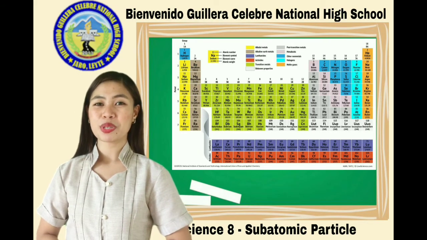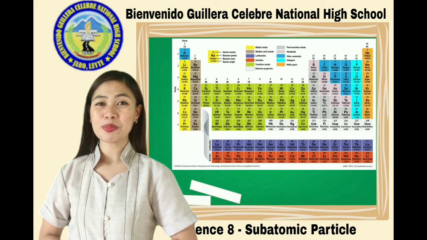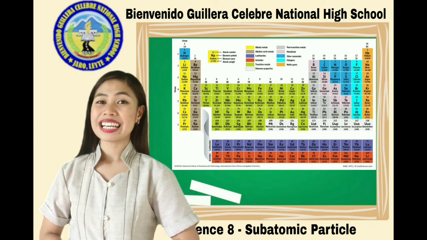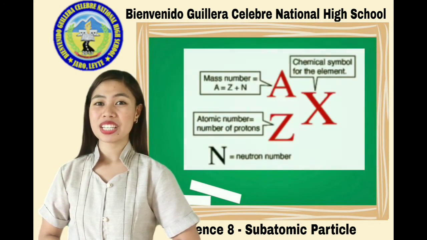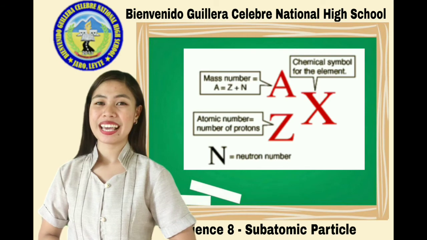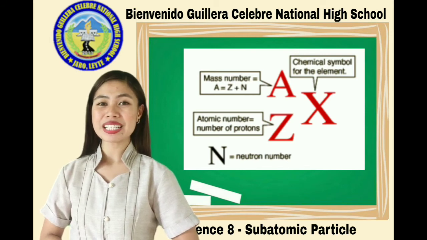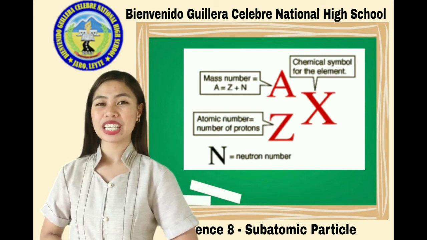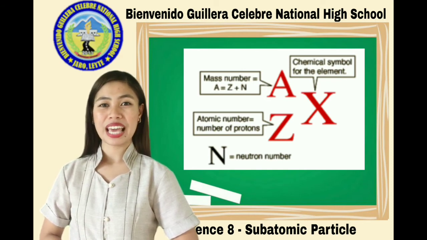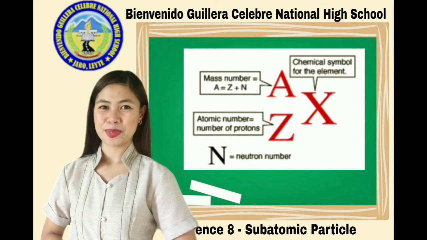We may also use the periodic table in determining the number of the subatomic particles. Just remember the symbol for its corresponding property. Capital A for the mass number, capital Z for the atomic number, and capital X for the chemical symbol of the element. Let's have this example.